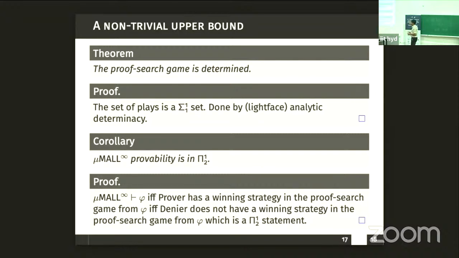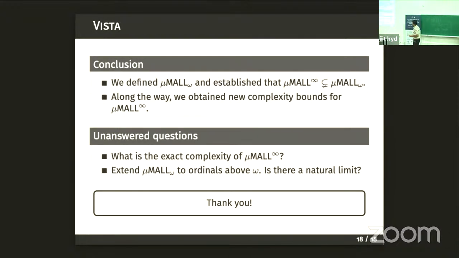How do we get this? It's quite simple. Something is provable if and only if the prover has a winning strategy in the proof search game. By determinacy, this means the denier does not have a winning strategy, and this turns out to be a pi1, 2 statement. And so that gives us the bound. So that's the end of the story for us.